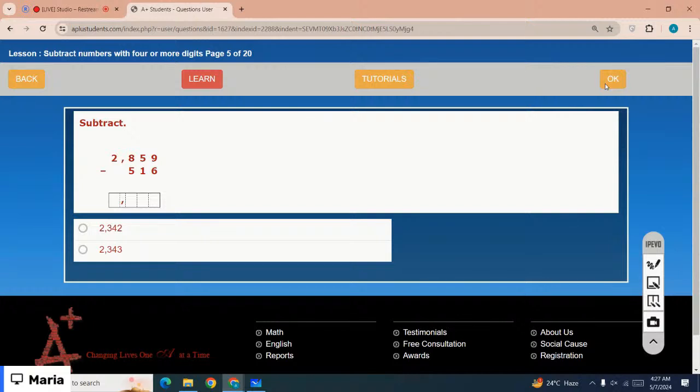2859 minus 516, which is the correct option? The correct option is option number 2. 2343 is the correct option, right? Option number 2 is the correct option.